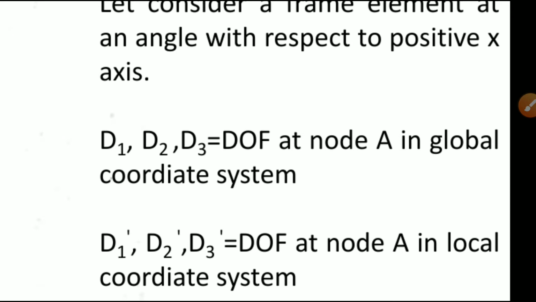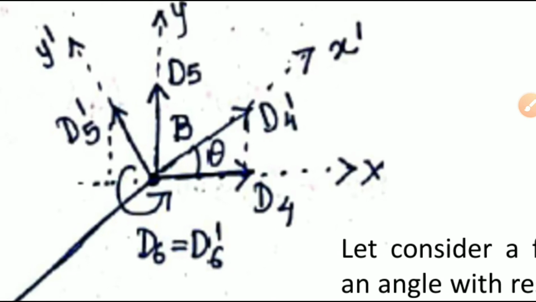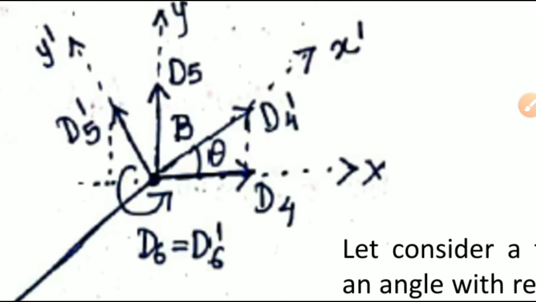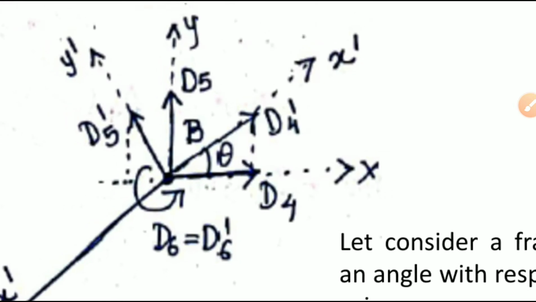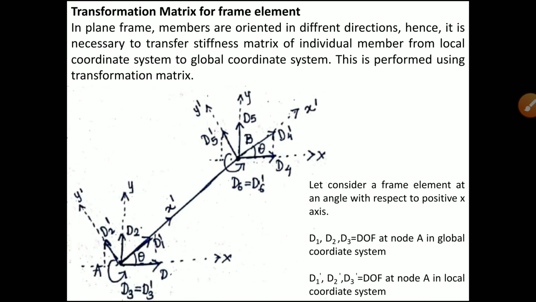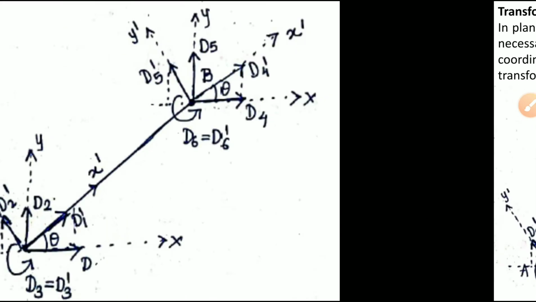Similarly, the next degrees of freedom, which are not written here and only those at node A are mentioned, at node B, d4, d5, d6 are the degrees of freedom in global coordinate direction, and d4 dash, d5 dash, d6 dash are the degrees of freedom in local coordinate direction at node B. So let us understand this figure first.